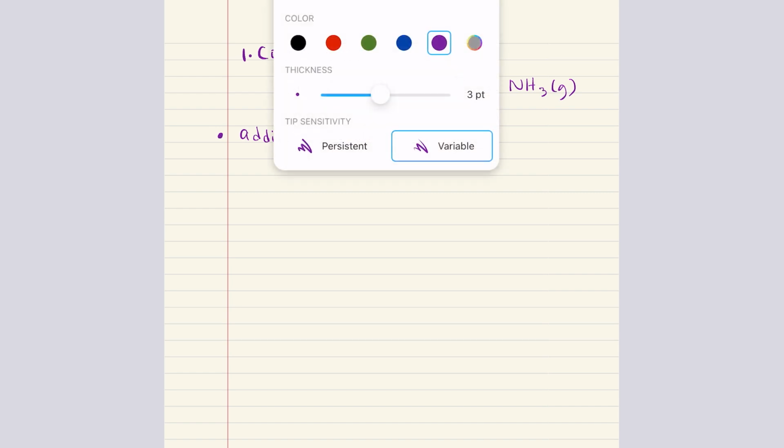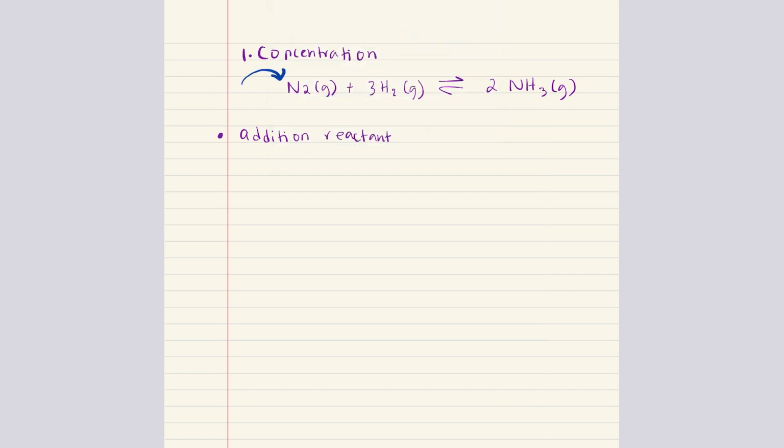Now, I'm going to write an example reaction and we're going to reference it as we go through our different points. The reaction is nitrogen gas reacts with 3 moles of hydrogen gas to give us 2 moles of ammonia gas. Now, the first point that we want to make is what happens if we were to add more reactant. Let's say that we go ahead and we add more nitrogen gas.